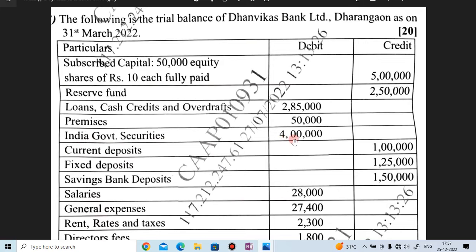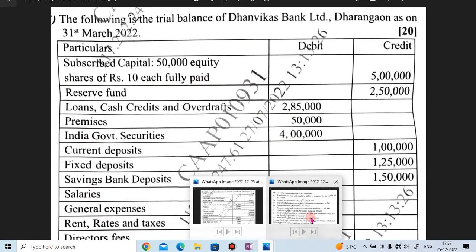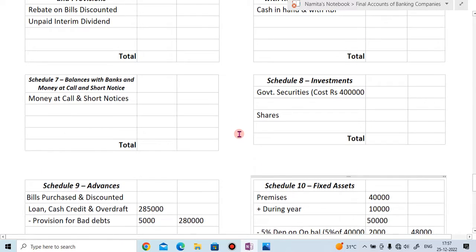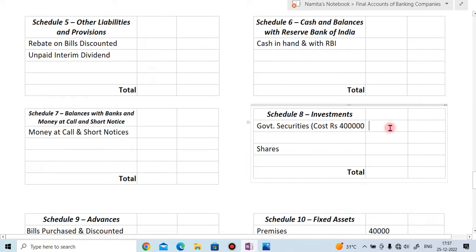What is government security? 4 lakh rupees. Now there is an adjustment on government security saying that the market value of the Indian government security was rupees 3,90,000. Now government securities is an investment, right? So government security cost is how much in the trial balance? 4 lakh rupees, but market value is how much? 3,90,000. So you will write 3,90,000 in the outer column.